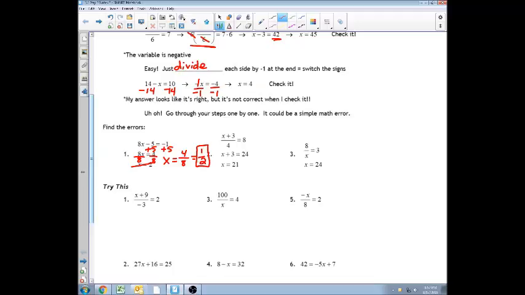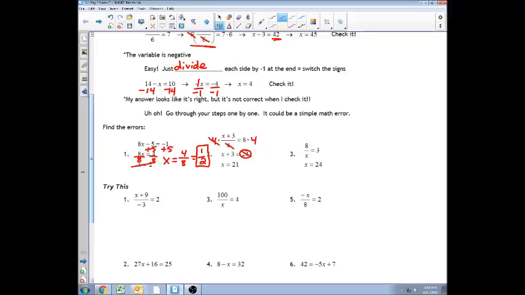The next problem, I have x plus 3 over 4 is equal to 8. What it did here on the first step is it multiplied both sides by 4. When I multiply my fraction by 4, the two 4's would cancel. That will leave me with x plus 3. However, 8 times 4 is not 24. So that is my error.